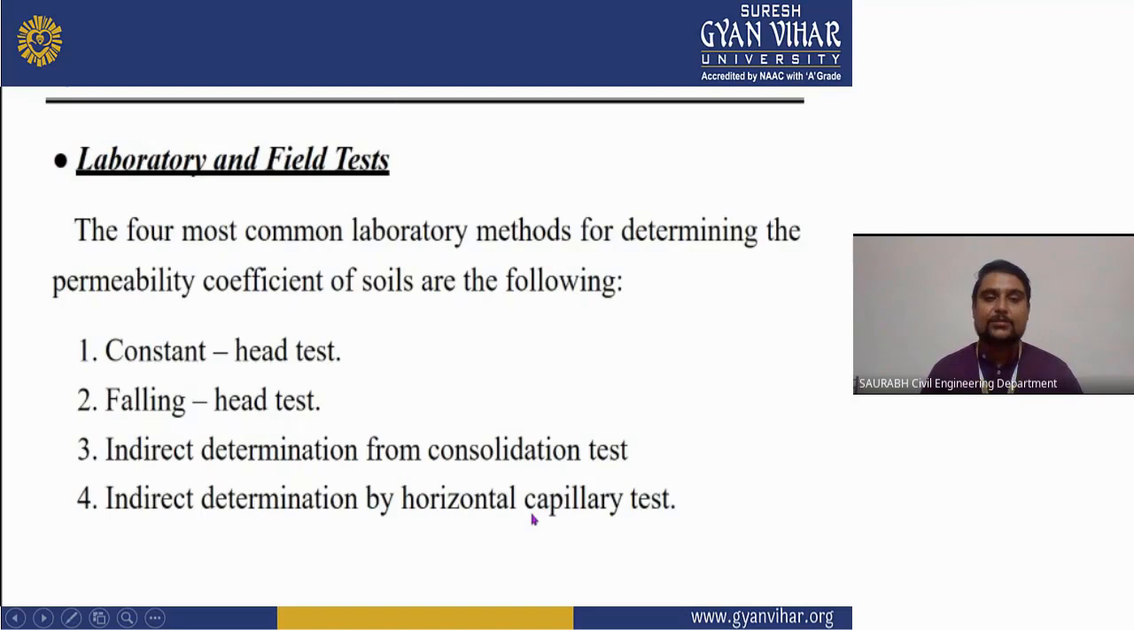Now we will see the laboratory test for permeability. How can you measure the permeability of a soil in the lab, and what kind of test do you have to perform in the field? There are four most common laboratory methods for determining the coefficient of permeability of soil: first, the constant head test; second, the falling head test; third, indirect determination from the consolidation test; and fourth, indirect determination by the horizontal capillary test.